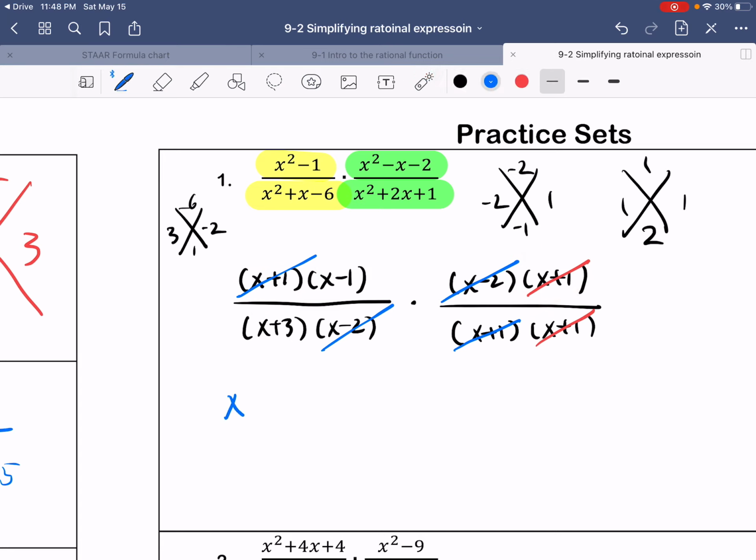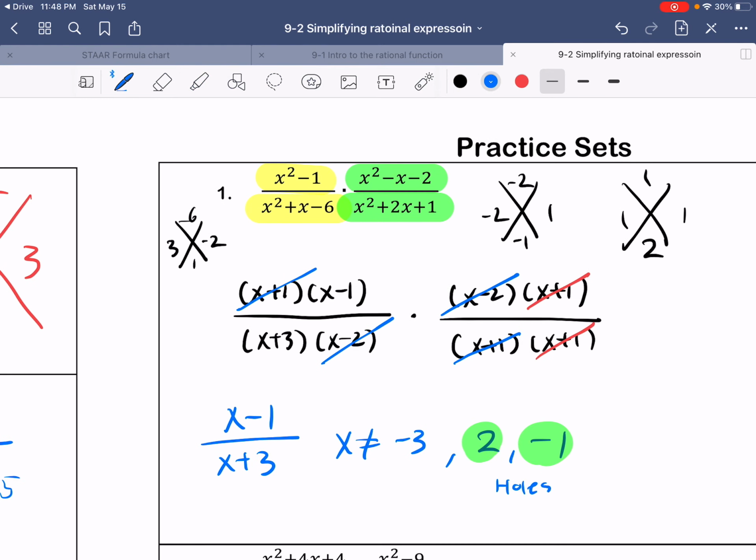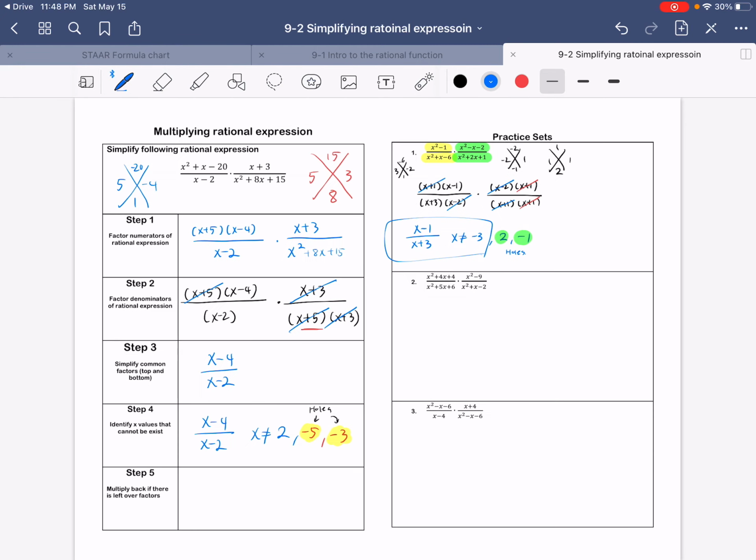So on the top, we have x minus 1 over x plus 3 in the bottom left over, where x cannot be equal to negative 3. And what else? Positive 2 and negative 1. These two are going to be our holes. That's it. So these are going to be our solution. Try these 2 questions by yourself, and if you have any question, just let me know so that I can help you. See you guys.